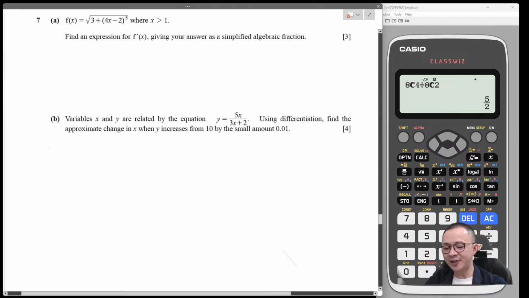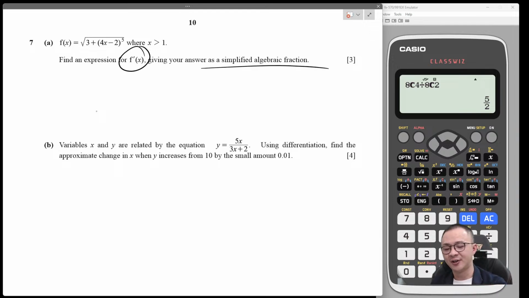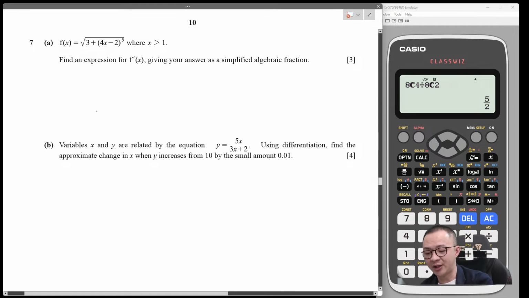Okay, so we have this f. First, the question asks us to differentiate. F prime x is a differentiate. Give your answer as a simplified algebraic fraction. So I leave it in the fraction. Alright, so let's differentiate it.